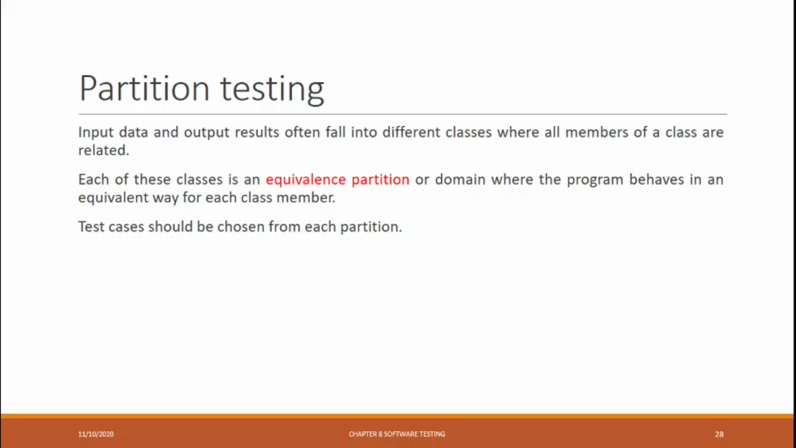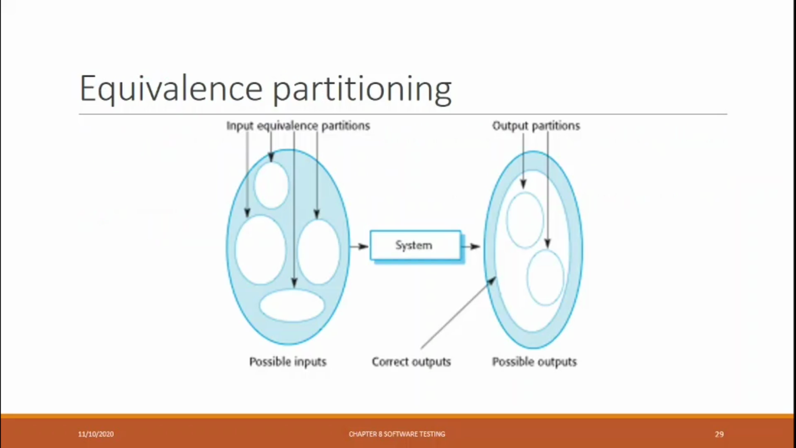So you define a component where each component has a number of classes, and each of these classes is an equivalence partition. We partition the component into a number of classes, where the program behaves in an equivalent way for each class member. So test cases should be designed for each partition of the component. You can see the possible inputs and correct outputs, and the possible outputs.